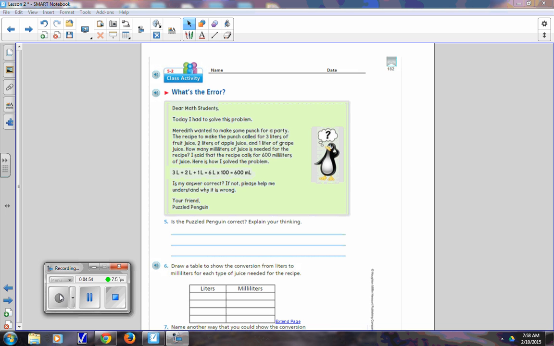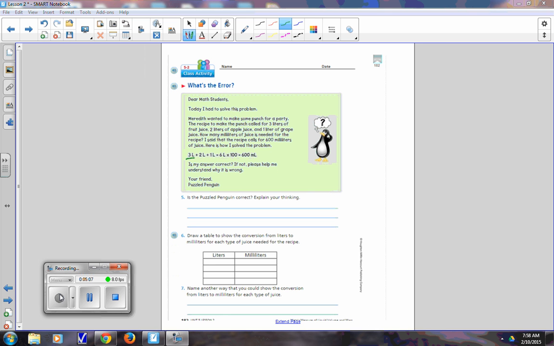So let's do a little conversion in real life. We have our friend Puzzled Penguin here, and Puzzled Penguin is making some punch for a party. The recipe calls for 3 liters of fruit juice, 2 liters of apple juice, and 1 liter of grape juice. So that equals 6 liters. Now, how many milliliters of juice is needed for the recipe? Puzzled Penguin said 600 milliliters of juice, and this is how he solved this problem. Is his answer incorrect?